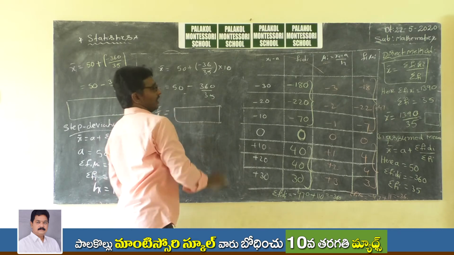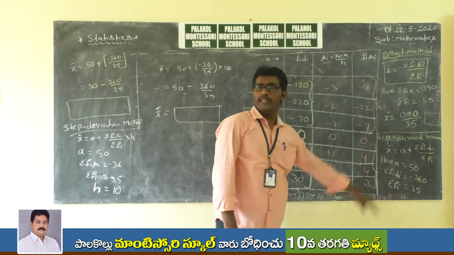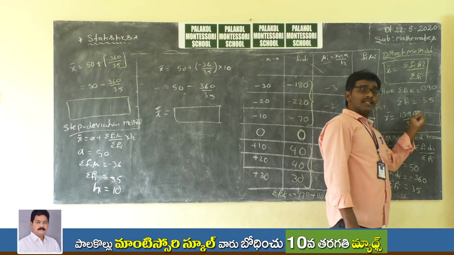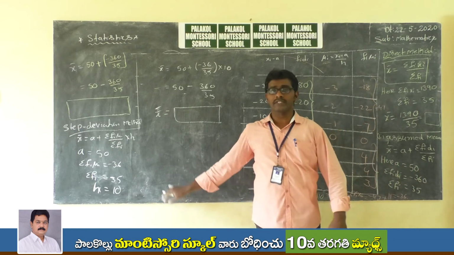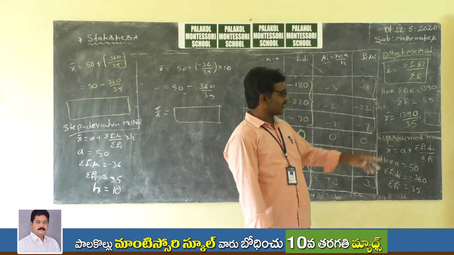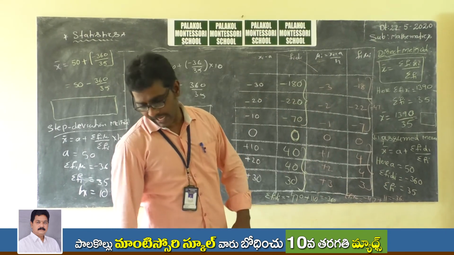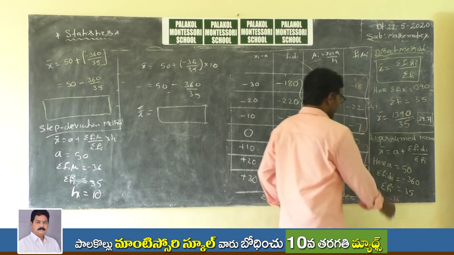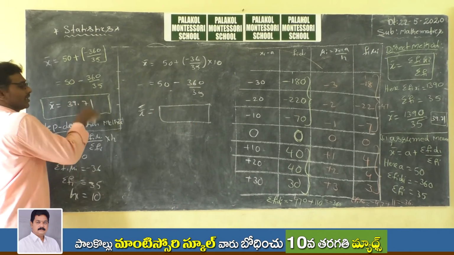So in this sum, three methods are there: direct method, assumed mean method, and step deviation method. But I did not complete these, because I am leaving the answers to you. Now calculate the answer: 1390 by 35, how many times does it cancel? That is 39.71. This one is calculated, and you get the answer x bar is equal to 39.71.